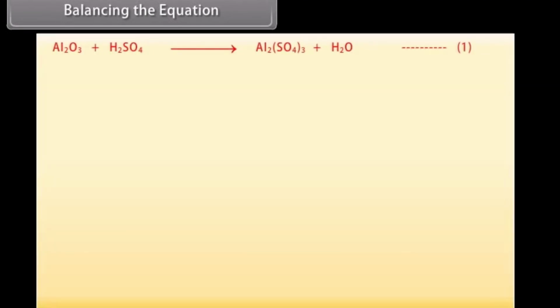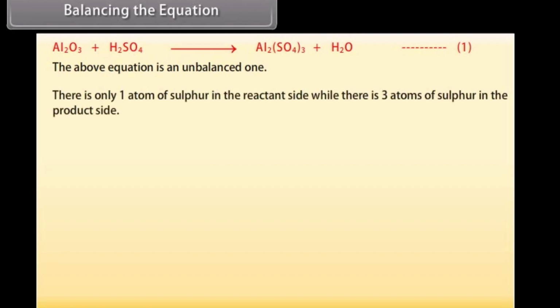Al2O3 plus H2SO4 gives Al2(SO4)3 plus H2O, equation 1. The above equation is an unbalanced one. There is only one atom of sulfur on the reactant side, while there are 3 atoms of sulfur on the product side.